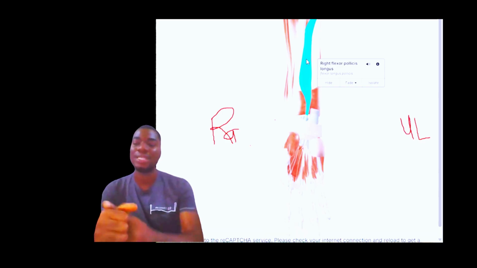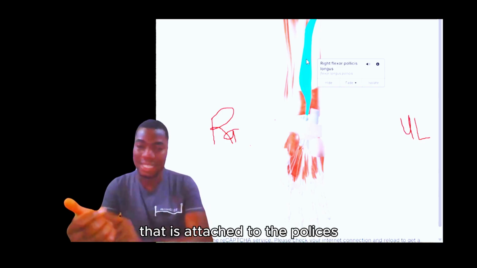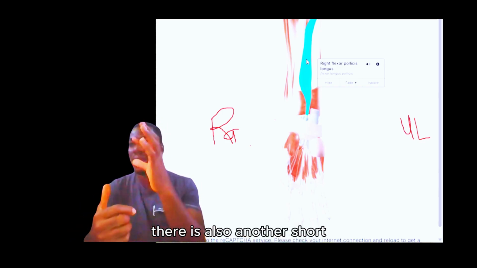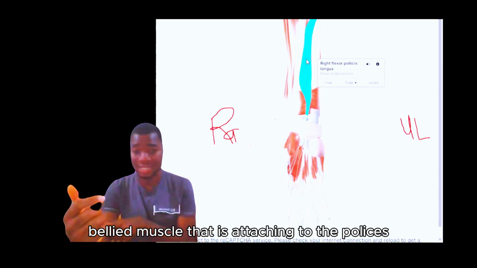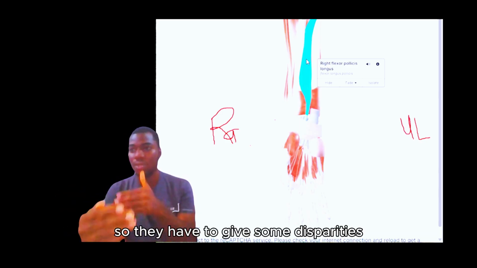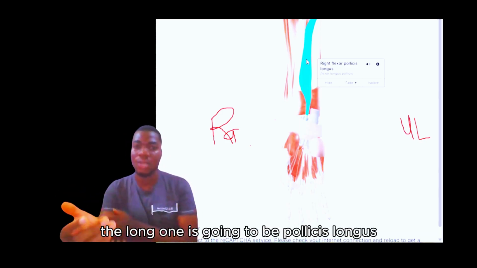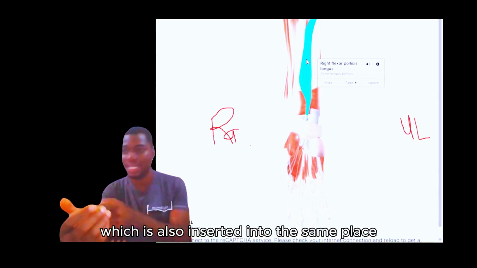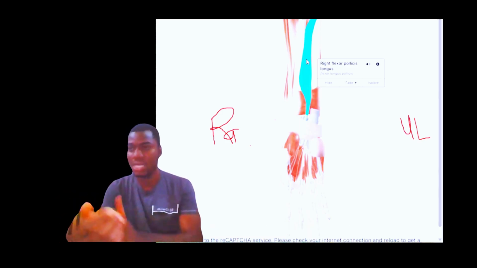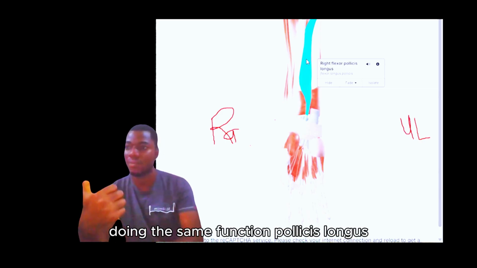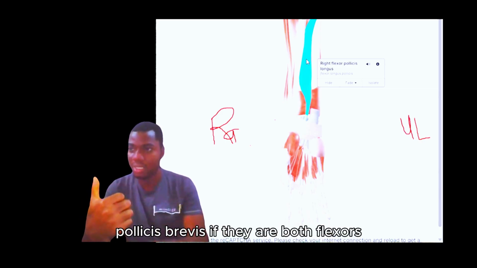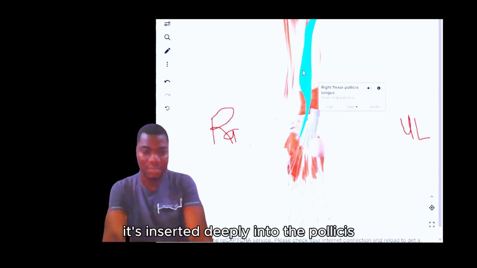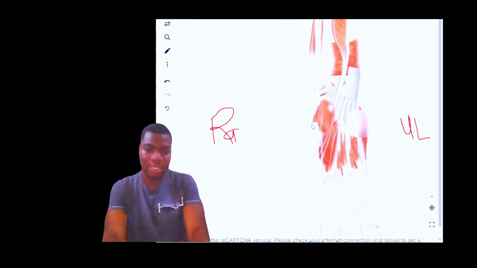They also discovered that this is not the only muscle that is attached to the pollicis, there is also another short-bellied muscle that is attached to the pollicis. So they have to give some distinction. The long one is going to be pollicis longus, and then the short one, which is also inserted into the same place, will be brevis. So that's why there will be 2 muscles doing the same function, pollicis longus and pollicis brevis, both flexors. It's inserted deeply into the pollicis, and that's the thumb.